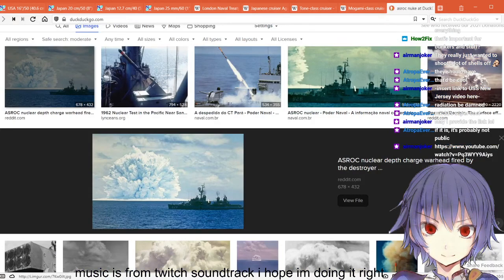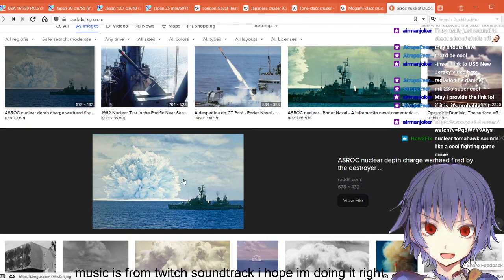Vivaldi. So there's the nuclear depth charge going off from the ASROC. Nuclear Tomahawk sounds like a cool fighting game move. Probably is a fighting game move. It's probably in Street Fighter, bro.